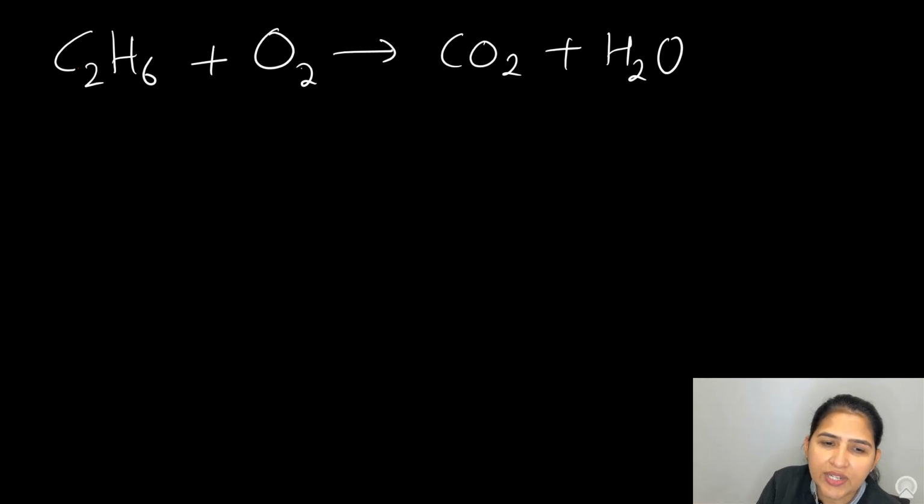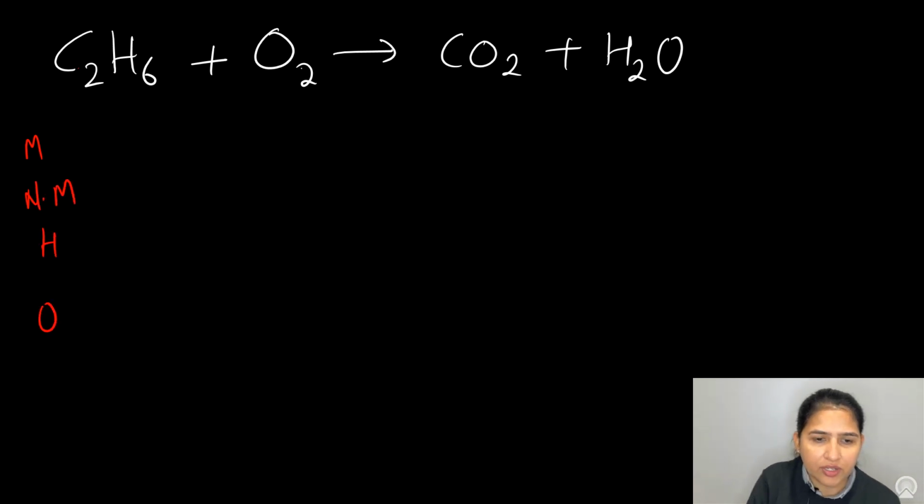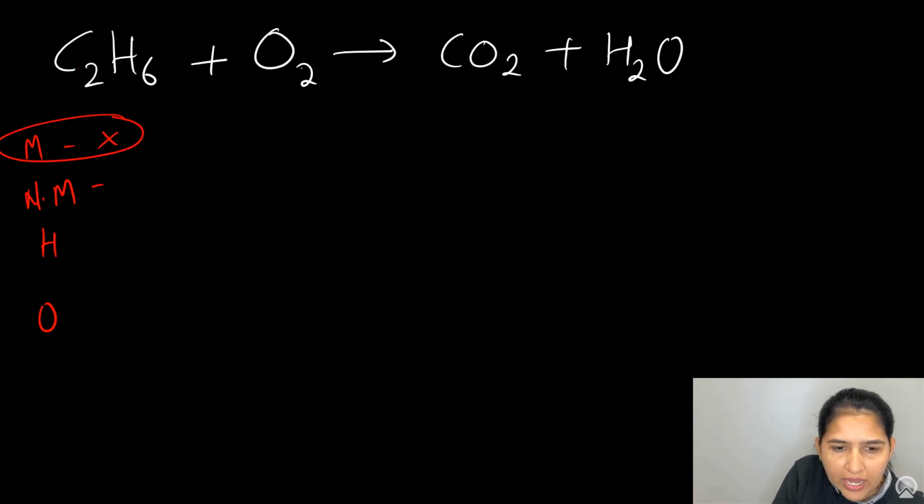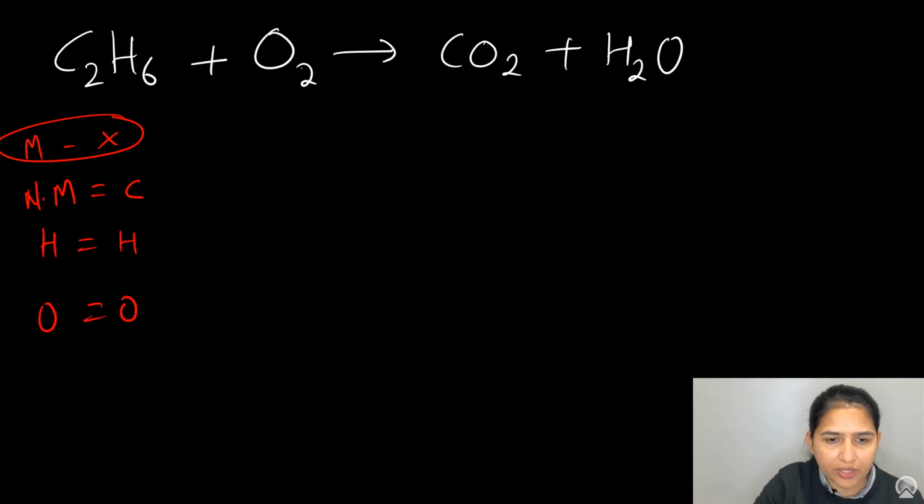Okay, let's get started with this chemical equation that we have here. To balance it, we have to check again metal, non-metal, hydrogen and oxygen. In this case, we don't have any metal, so we are going to skip this step, but we have a non-metal, carbon, and we have hydrogen and oxygen as well. Now let's count the carbon. We have 2 carbon on the left hand side while 1 on the right hand side.